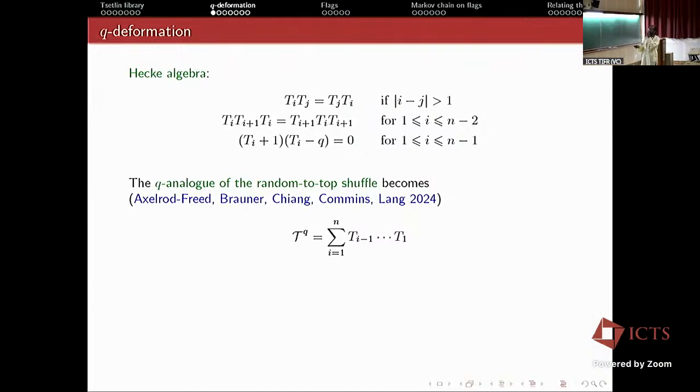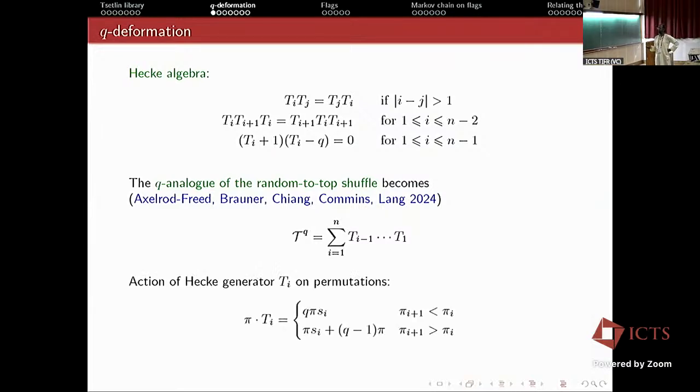And again, the idea is similar. You act by the T_i in exactly the same way that I showed you. And this time, the Hecke algebra also acts on C[S_n], the group algebra of S_n, and it acts as follows. T_i acts on pi by permuting i and i plus 1 with a factor of q if there is a descent. Otherwise, there are two components: either it flips or keeps it invariant.